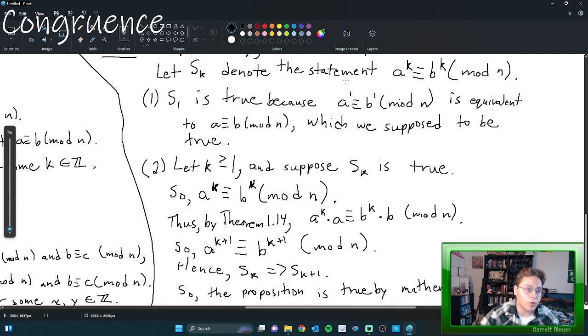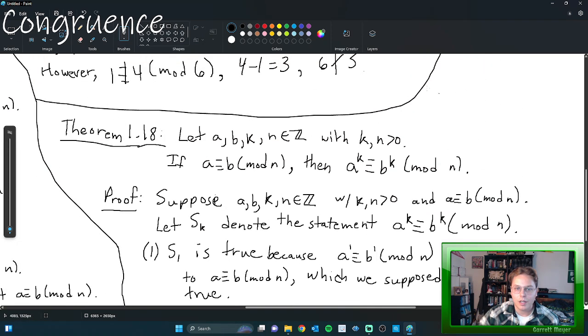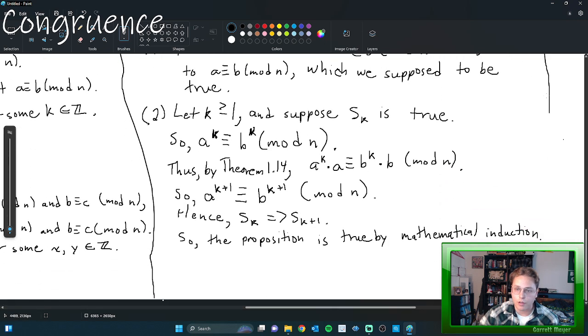So basically, we proved that the first rung of the ladder is true. We proved that S1 is true, and then we proved that once we're on a rung, once we have some Sk for k greater than or equal to 1, so S1 for example, we can get to the next rung, S(k+1) basically. Sk always implies S(k+1).